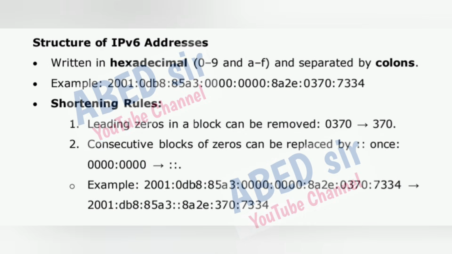Structure of IPv6 addresses. Written in hexadecimal, 0 to 9 and A to F, and separated by colons. Example. Shortening rules. 1. Leading zeros in a block can be removed. 2. Consecutive blocks of zeros can be replaced by double colons.